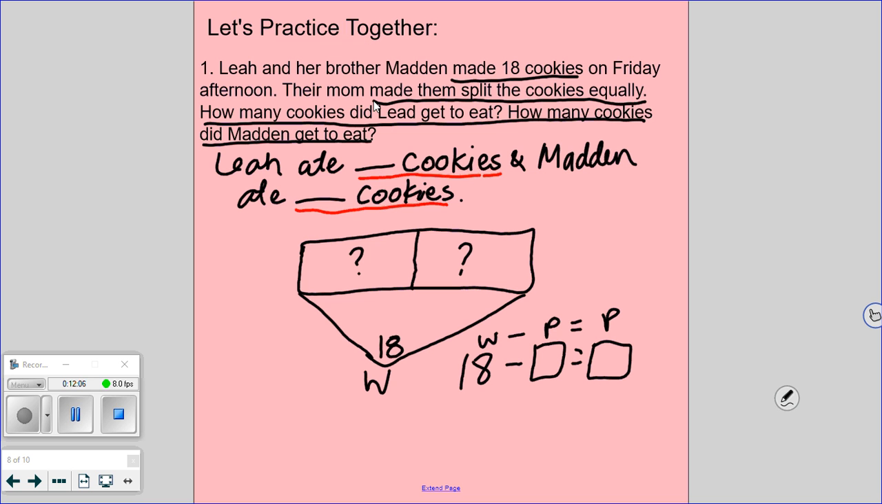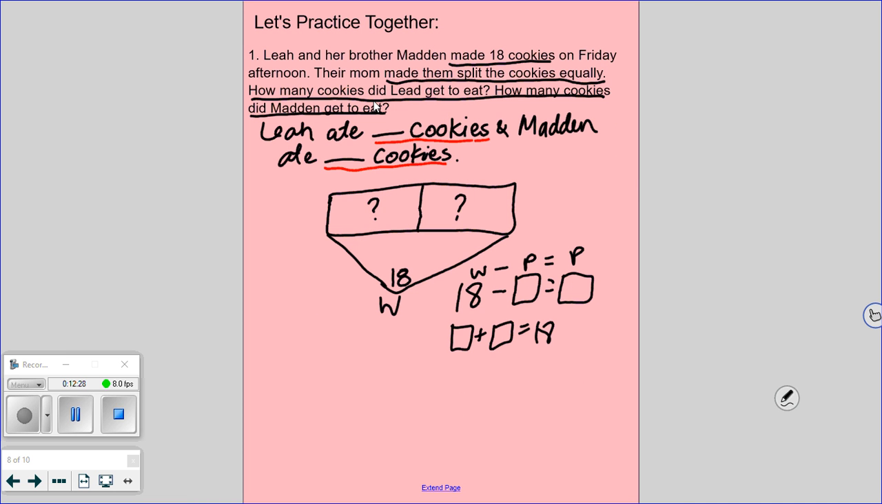What could I do? What's going to be my equation? Lainey, what do you think? Okay, so box plus box. Is that going to really help me out? No, I still have too many boxes. Another equation I could come up with. Billy?